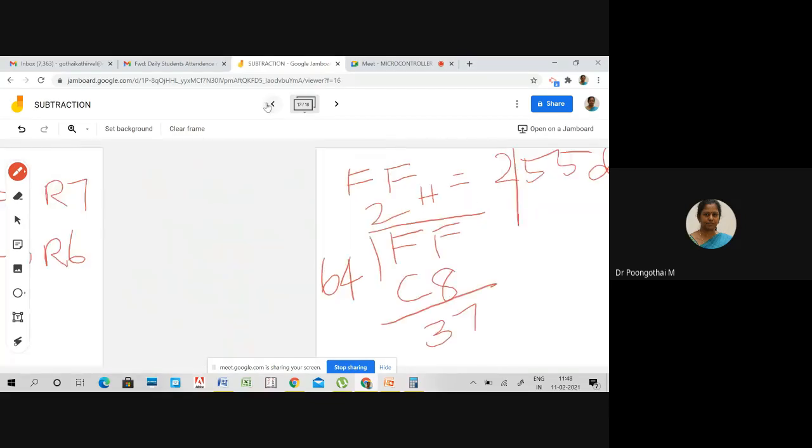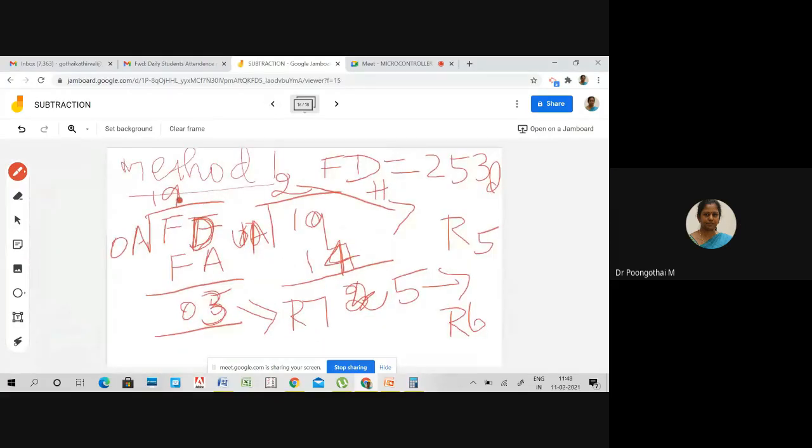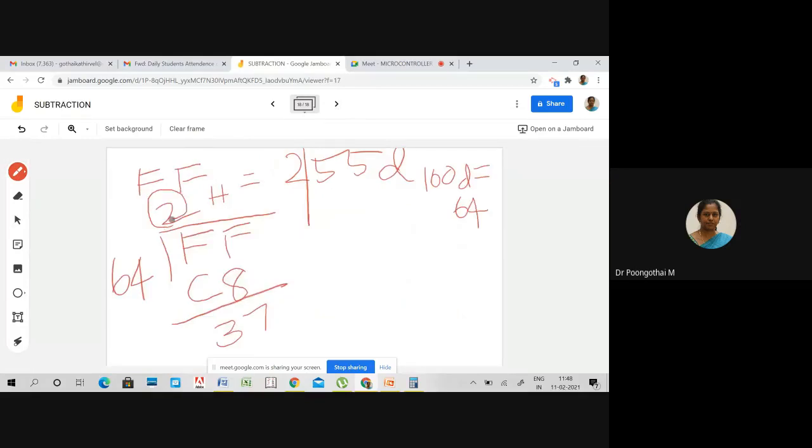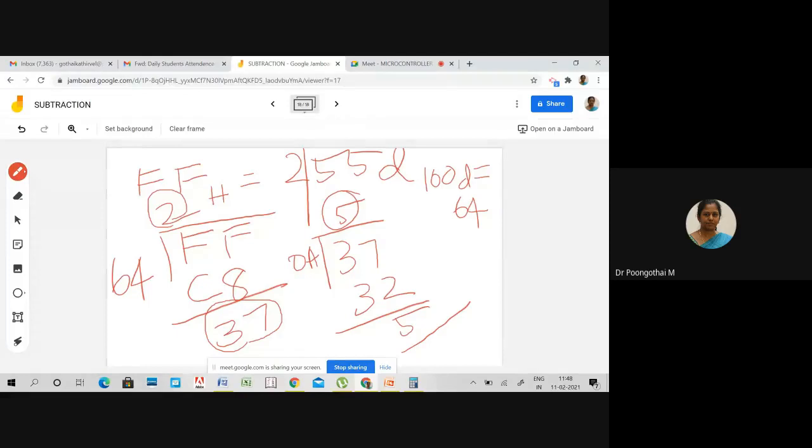What is the previous method? In the previous method, we store the remainder and take the quotient for the next division. Here we have to store the quotient and take the remainder value for the next division. Is that clear? So you store that 2, and next you divide this 37 by 0A. Your quotient will be 5 and remainder will be 5. So you have to store this quotient and remainder.